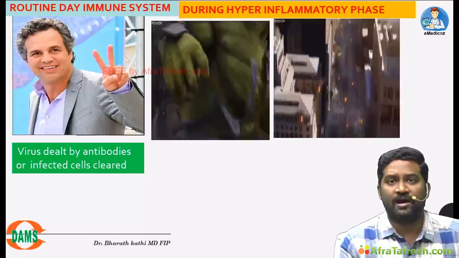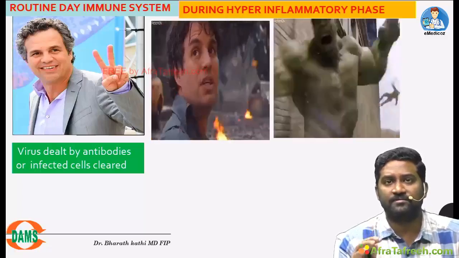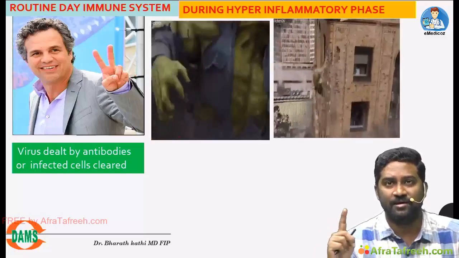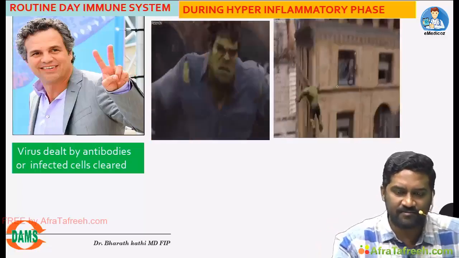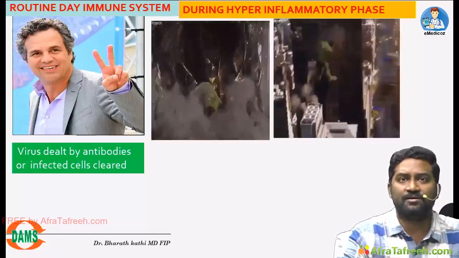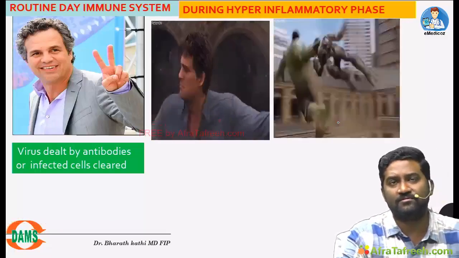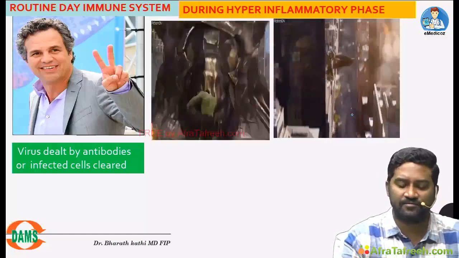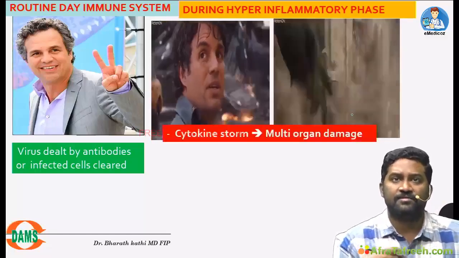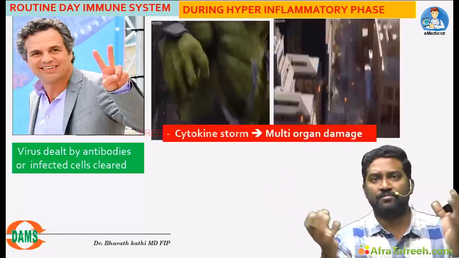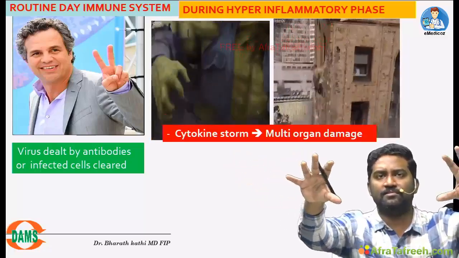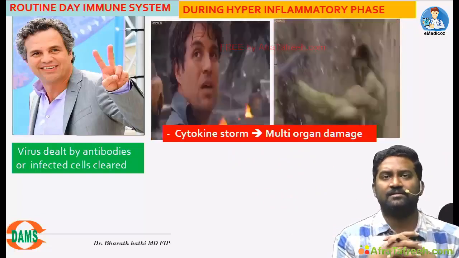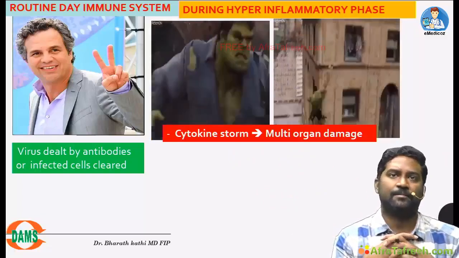Now if you see, Hulk knows only one thing, that is smash everything. In this image, he is not only destroying the aliens, he is also destroying the buildings. Those buildings are nothing but tissues. So there will be a cytokine storm. Your immune cells become angry, release so many inflammatory mediators, and that can result in multi-organ damage.